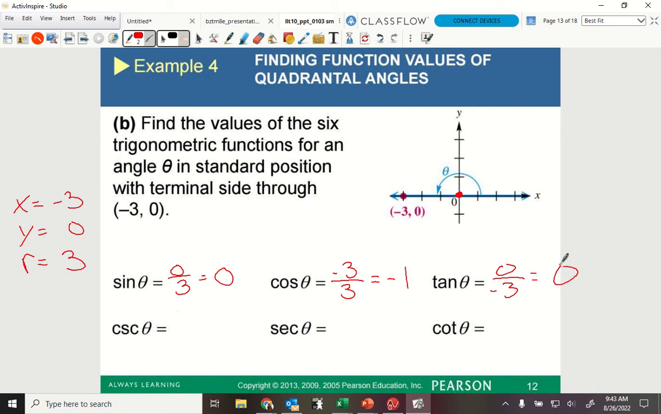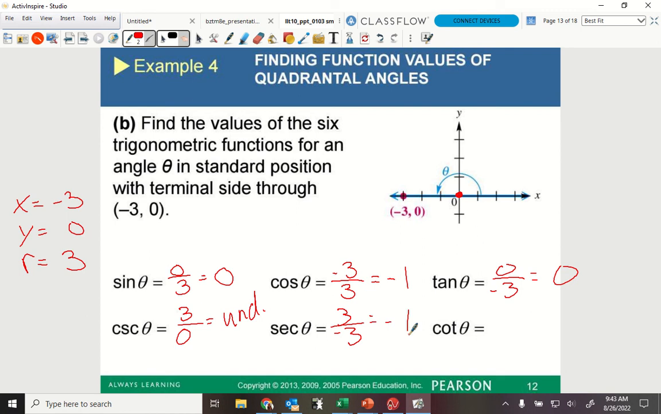Good job. All right, so cosecant is going to be what? R over y. Yes. So my r value was 3. My y value is? 0. And this answer is? Undefined. Remember, no 0 on the bottom. So secant. Secant is r over x. Very good. So my r is 3 over -3, which is -1. Very good.